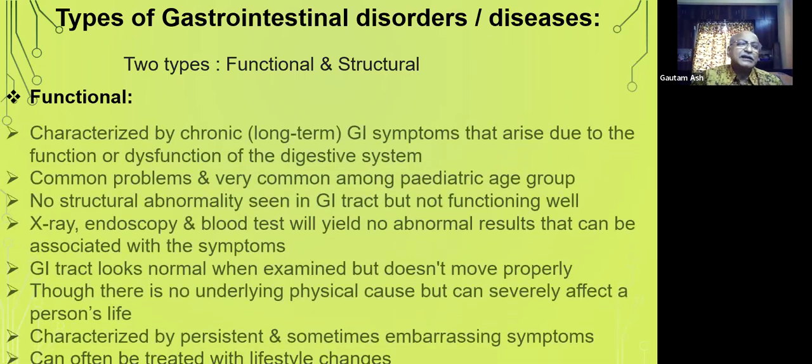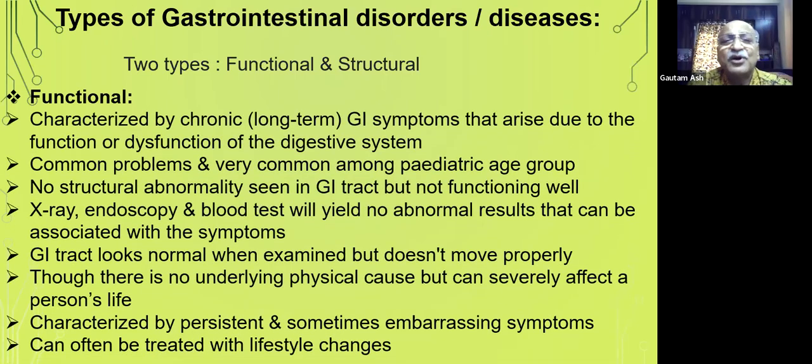One is functional, the other is structural. Let us see about the functional first, then we will go for the structural one. What are functional types of gastrointestinal disorders? These are those disorders which are characterized by chronic or long-term gastrointestinal symptoms. Already I have shown you in the very beginning the common GI symptoms that arise due to the function or dysfunction of the digestive system. Could be due to function, could be due to dysfunction.